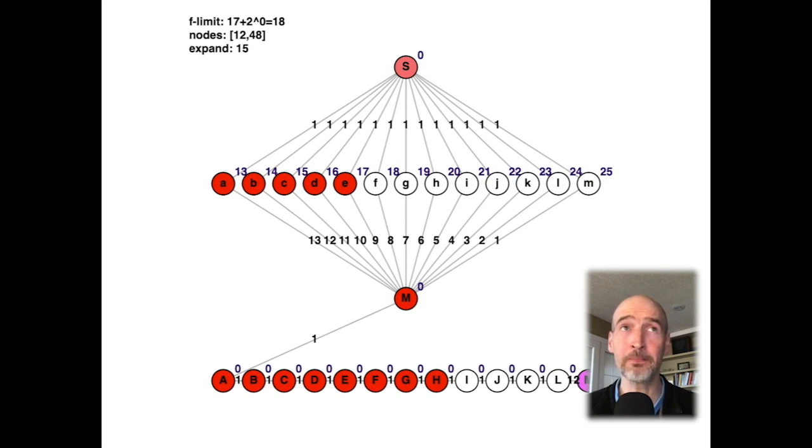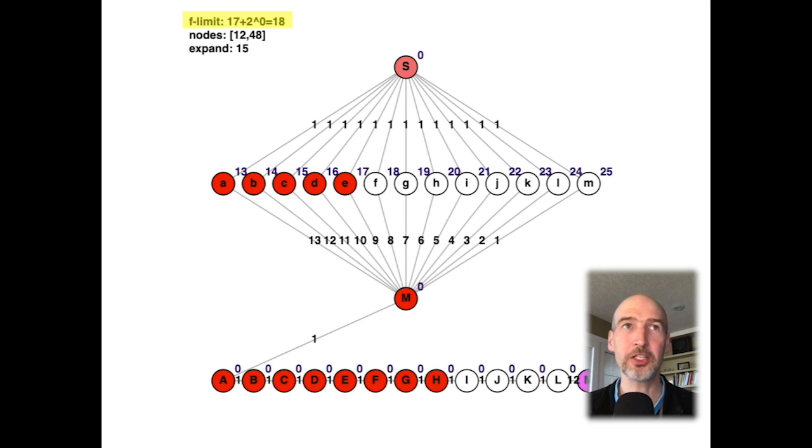Okay, so here we are. In the last iteration, what we've done is we've done an F limit of 18, and so we see node E here. I apologize, the heuristics look a little bit like they're associated with a node to the right, but they're actually associated with a node to the left. So E has a heuristic value of 17. It has a G cost of 1, so that has an F cost of 18. We've done everything below that with a cost up to 18.